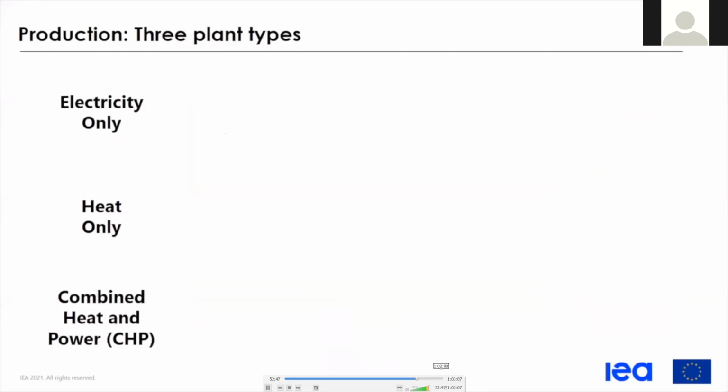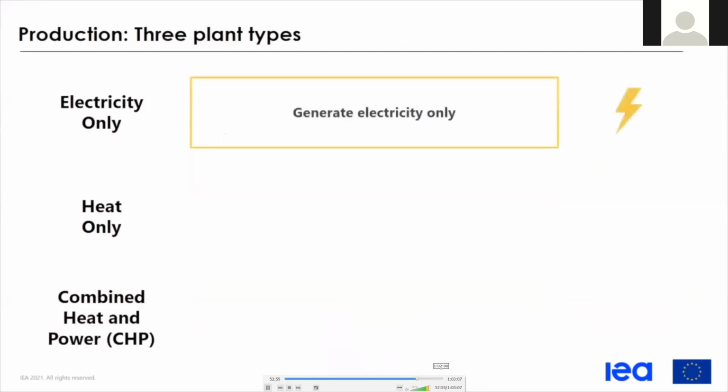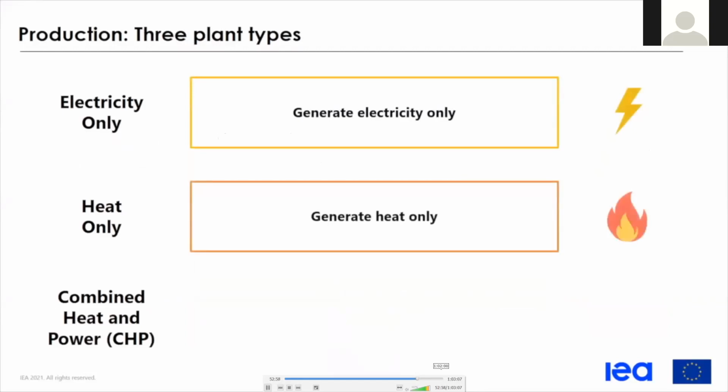Now, another distinction in the type of plant would be the type of energy that is produced at the end of it. So you have electricity only, heat only, or combined heat and electricity, which is also referred to as CHP, combined heat and power.